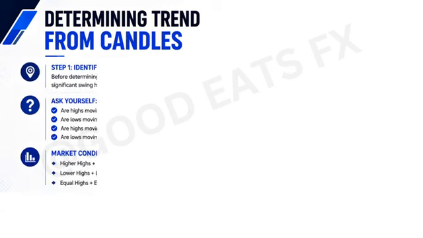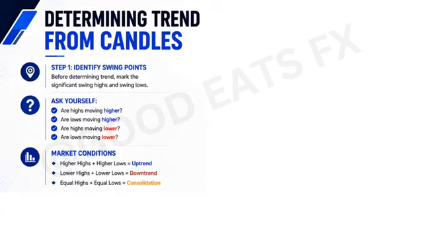Now that we've talked about connecting swing points, we need to determine trend from candles. Before determining trend, we need to mark the significant swing highs and lows. And we have to ask ourselves 4 questions. Are highs moving higher? Are lows moving higher? Or are highs moving lower? And are lows moving lower?